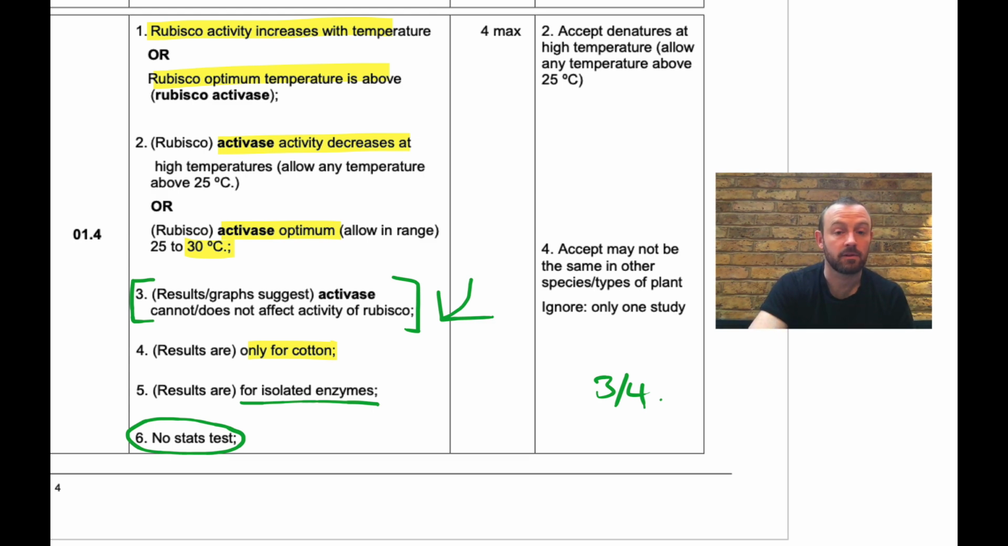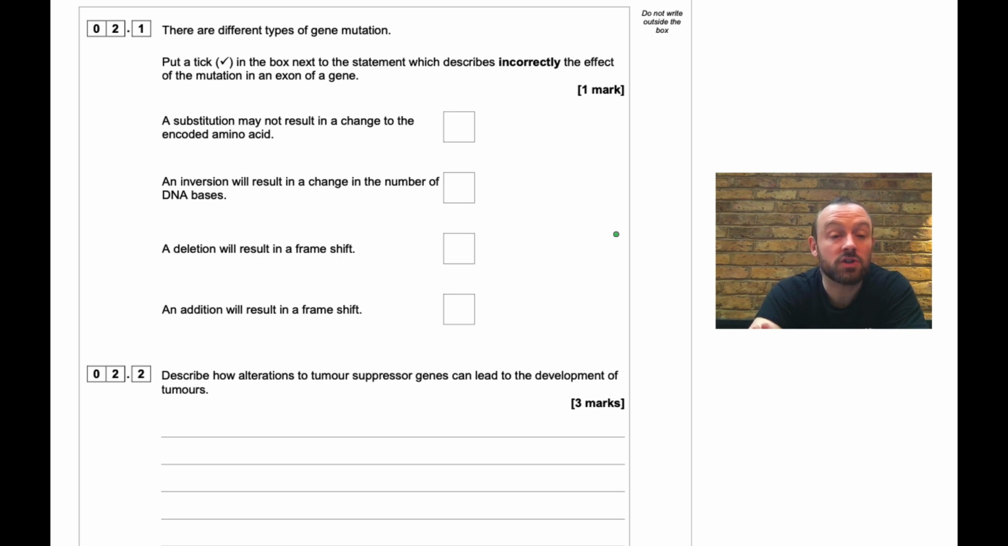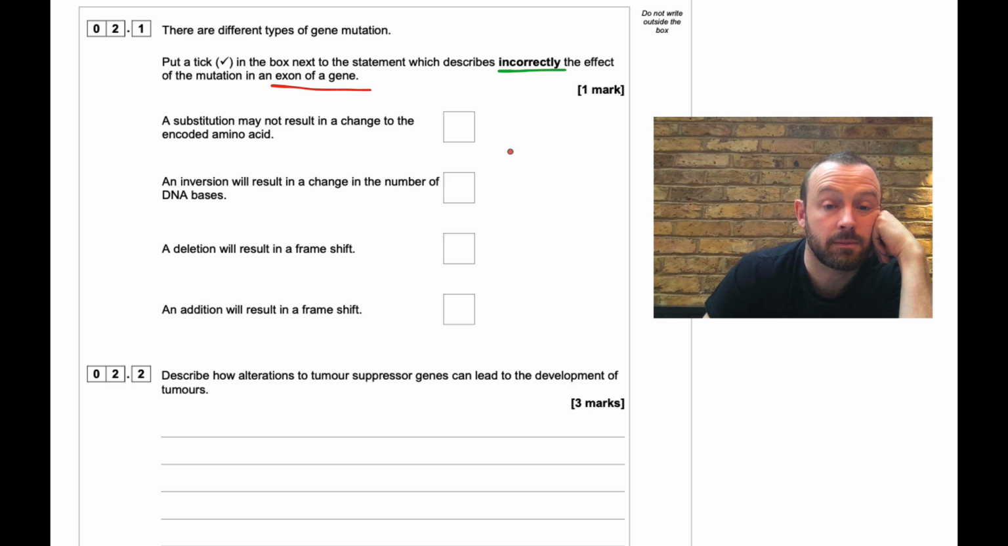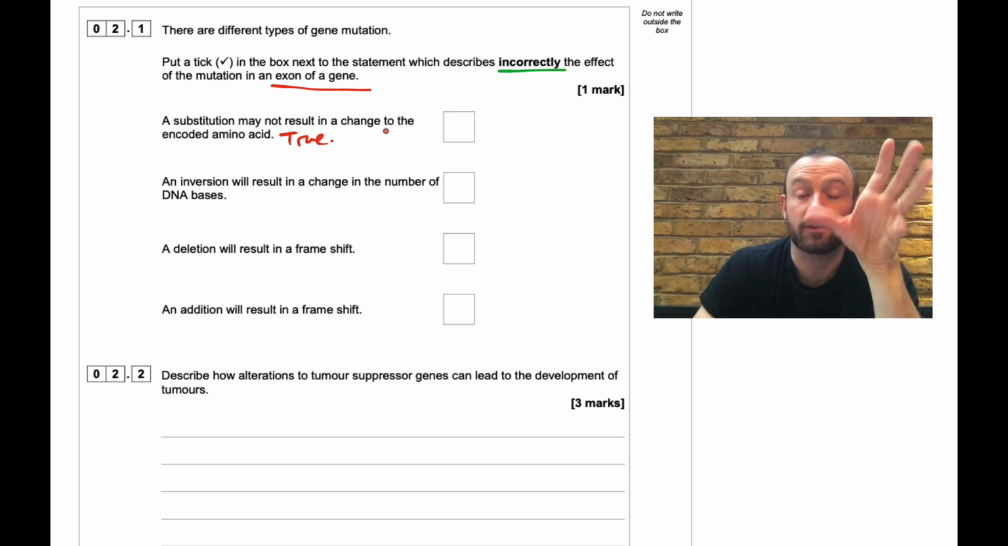Right, let's keep going. Okay, question 2. There are different types of gene mutation. Put a tick in the box next to the statement which describes incorrectly the effect of the mutation in an exon of a gene. Okay, so we're looking for an incorrect statement about the exon. So remember, the exon is the actual protein coding part of the gene. Okay, so first of all, a substitution may not result in a change to the encoded amino acid. Okay, well that is true. I'm just going to write here true because that is referring to the fact that the code is degenerate.